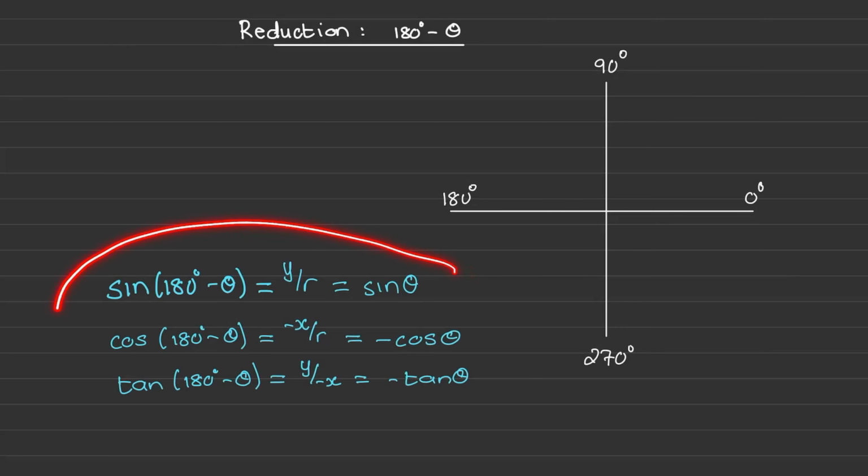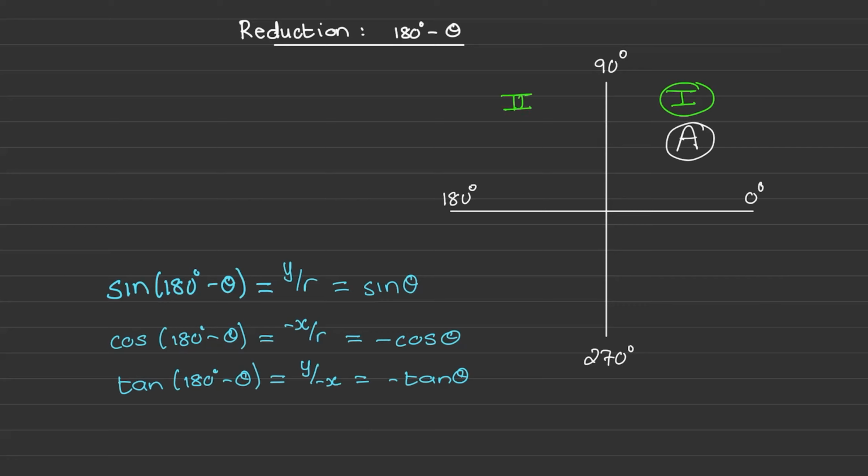But this can all be a little intimidating, so it helps to remember these values in terms of the Cartesian plane. We know that in the first quadrant, all of the trig ratios are positive, and in the second quadrant, only sine is positive. And we also discovered that 180 degrees minus theta is somewhere in the second quadrant. So we can conclude that only the sine of 180 degrees minus theta would be positive in the second quadrant. The cosine and tangent of theta would both be negative in that quadrant.